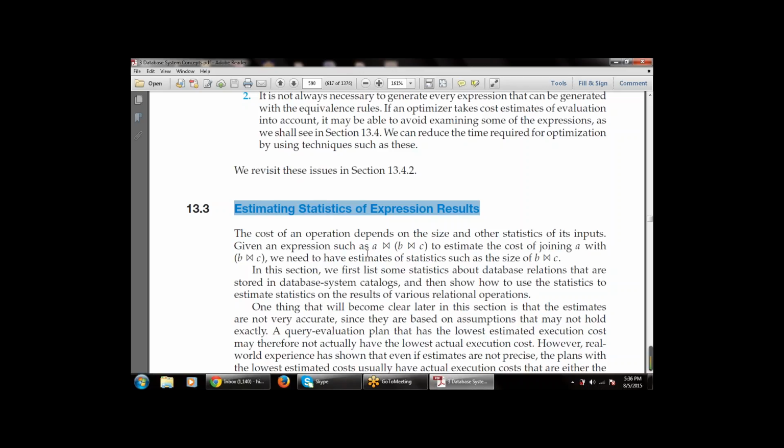In this section, we first list some statistics about the database relations that are stored in the database system catalogs, and then show how to use these statistics to estimate the statistics on the result of various relational expressions. One thing to note is that the estimation used is not accurate. Whatever we estimate is a rough idea, not an accurate estimate.